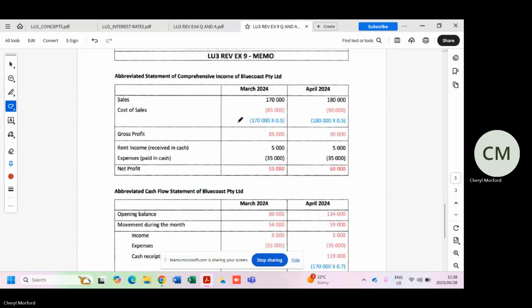We're over here. And of course, I've helped you by showing the workings in the brackets there in the light blue. So our cost of sales for March is 50% of March's sales, which gives me the 85,000. Subtracted from sales gives me a gross profit of 85. It would be because it's half. Then the rent income is received in cash, so that will be added, and then cash expenses will be subtracted, giving us a final net profit for March of that 55,000.